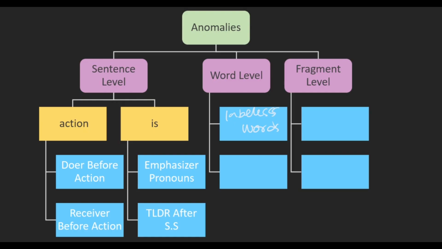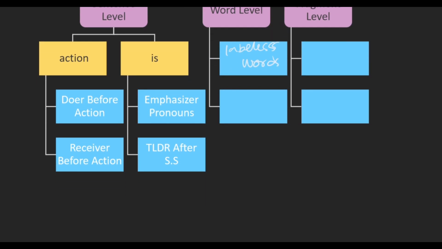And why is it important to study labelless words? So what do labels tell us? They tell us the role a word is playing in the sentence. So if it has a doer label, we know it's a doer. If it has a receiver label, we know it's a receiver. And so if it doesn't have a label, then how do we know what role it's playing? Exactly. That's why we're studying it, right?